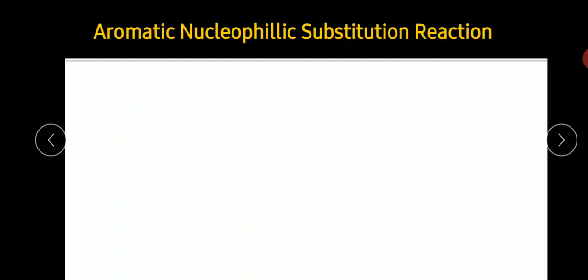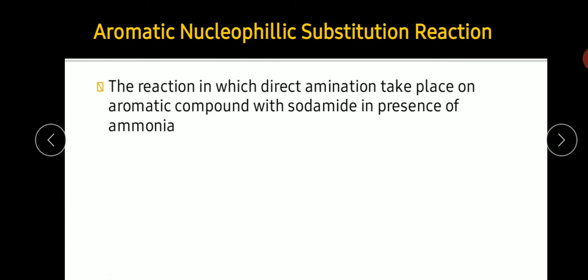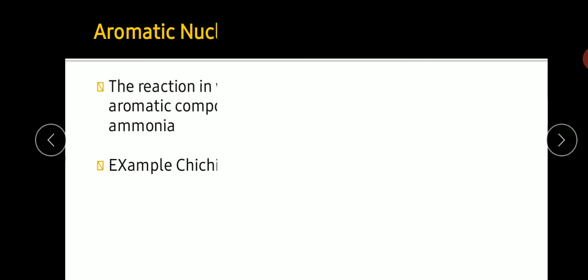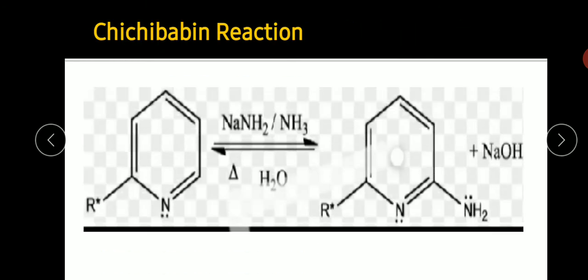Then the second type of this reaction is the aromatic nucleophilic substitution reaction. It is a reaction in which direct amination takes place on an aromatic compound with sodamide in the presence of ammonia, and it is an example of the Chichibabin reaction. See the Chichibabin reaction. In the presence of ammonia, sodamide is present as a catalyst. In this NaNH2, the lone pair present on NH2 attacks here, forming this product.